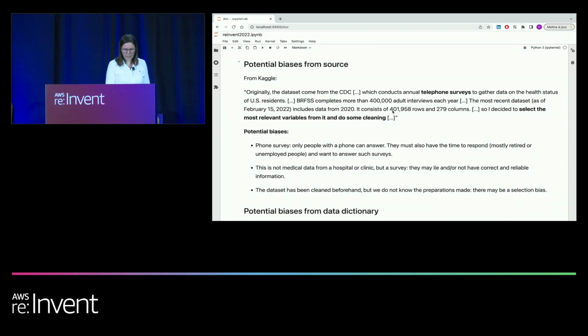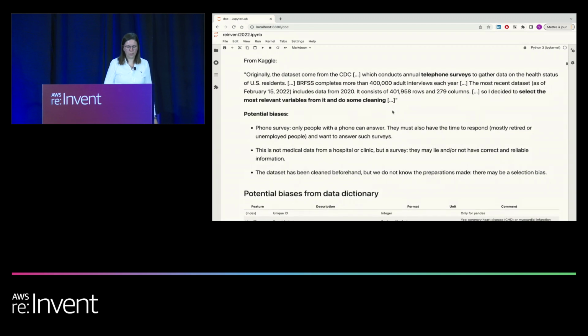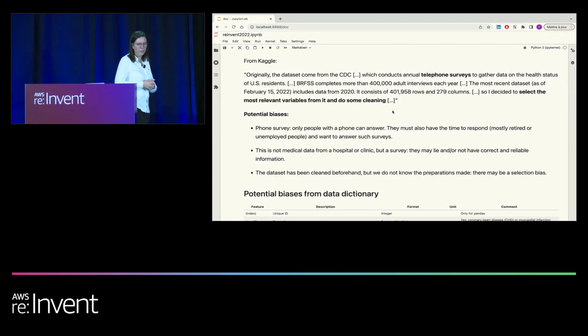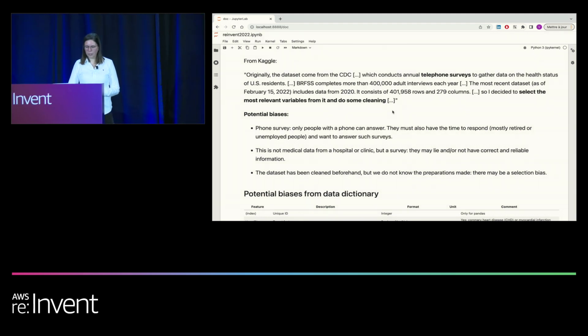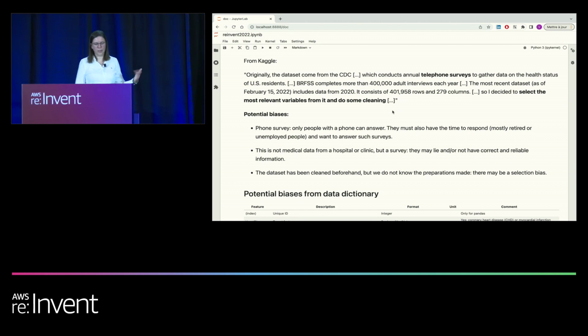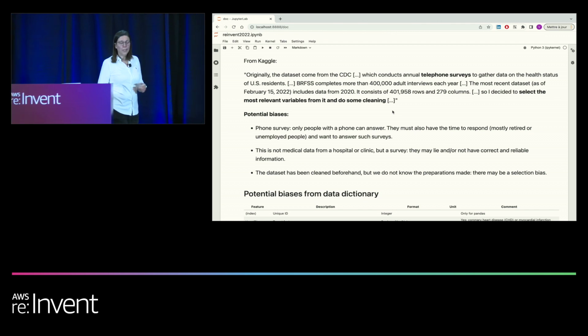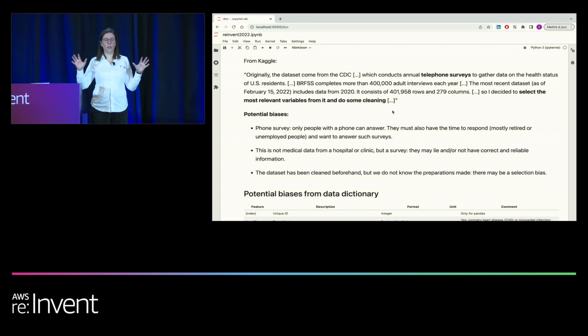Okay? So if we look at Kaggle, what it says for the business understanding part is that originally the data set comes from the CDC, which conducts annual telephone surveys to gather data on the health status of US residents. Then you have some numbers, and so at the end, I decided to select the most relevant variables from it and do some cleaning. Okay, when I read something like that, I see some red flags, a lot of red flags. So I know there will be biases in my data set.